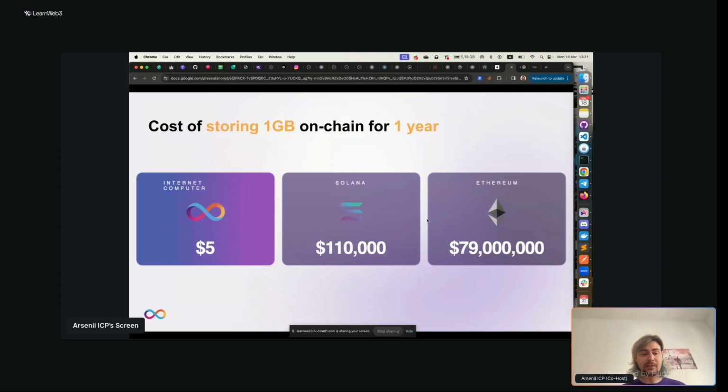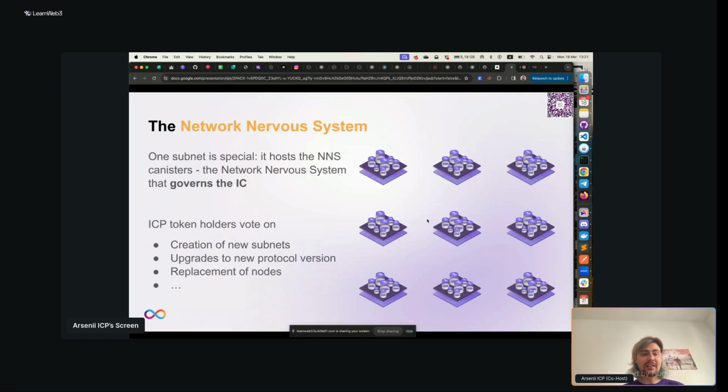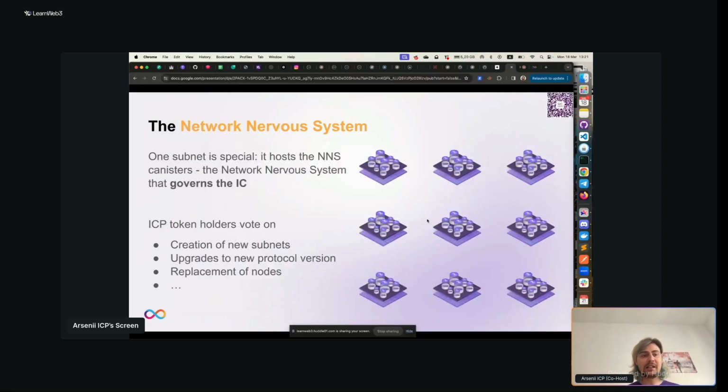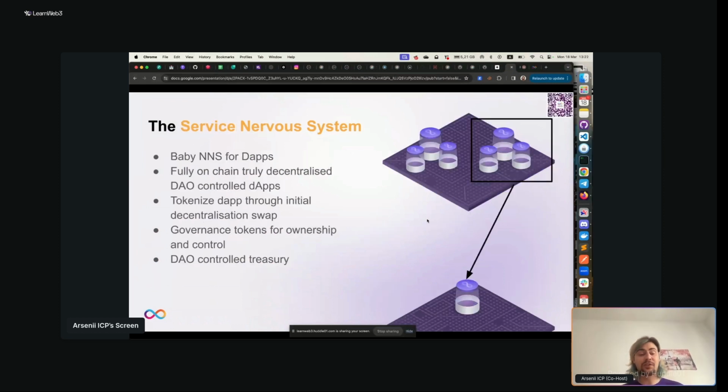Here is a comparison of prices, which are of course average prices, and it differs depending on the exchange rate. We also have the NNS. The NNS is the mechanism which allows you to launch subnets for your DApp. It allows you to automatically run subnets with your own native token and with native governance protocols. We have a service nervous system. The network nervous system allows you to have a lot of chains inside, and the service nervous system is focused on running a chain exactly for your project.